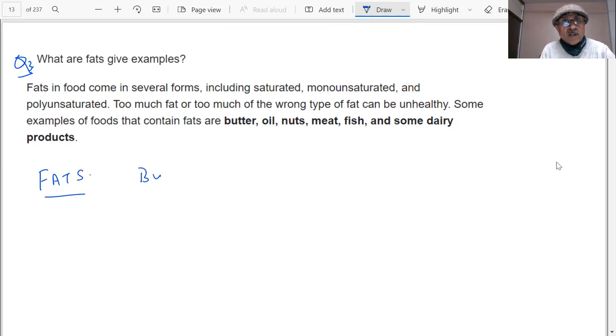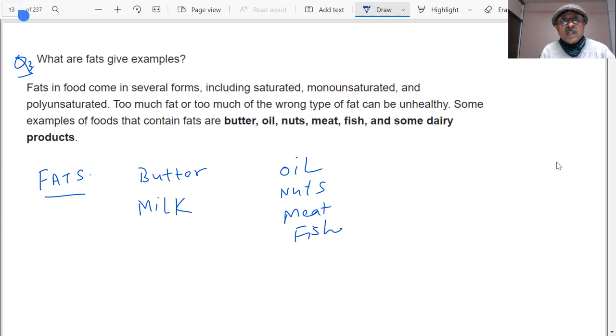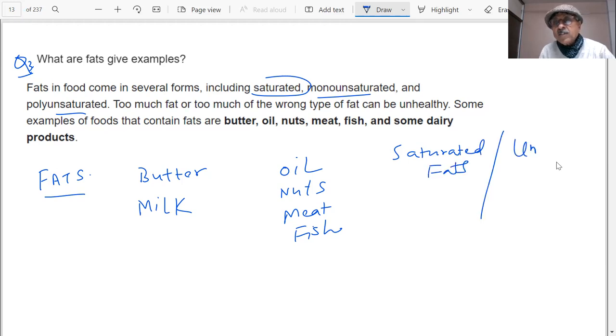तो butter आप खा रहे हैं, oil भी आप खा रहे हैं, nuts भी खा रहे हैं, meat भी खा रहे हैं, fish भी खा रहे हैं. Dairy का मतलब यह milk products हैं जो भी. लेकिन दो टाइप के फैट्स आपने सुने, सैचुरेटेड एंड मोनोअनसैचुरेटेड एंड ये पॉलीअनसैचुरेटेड फैट्स. मतलब बेसिकली वी टॉक्ड ऑफ सैचुरेटेड फैट्स एंड अनसैचुरेटेड फैट्स.